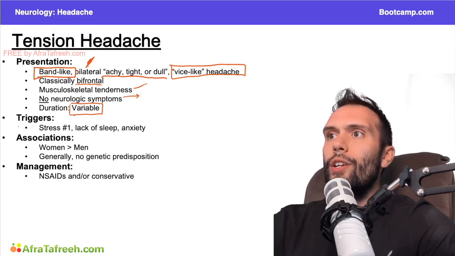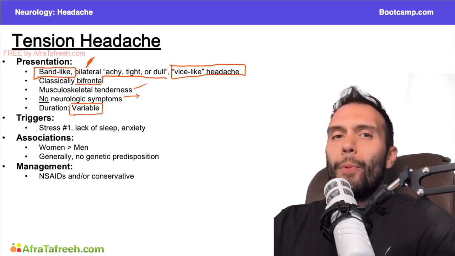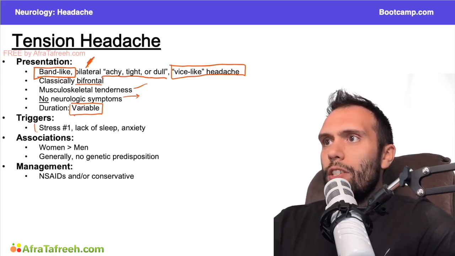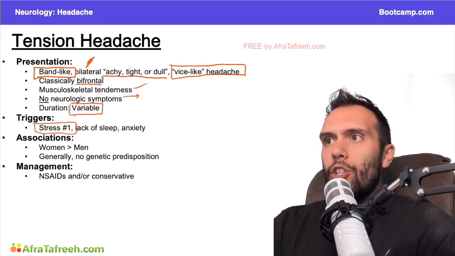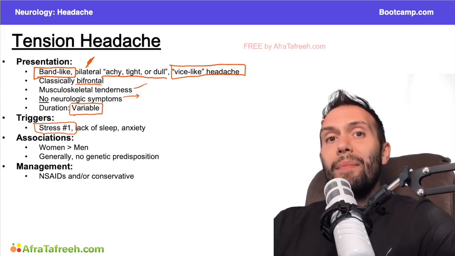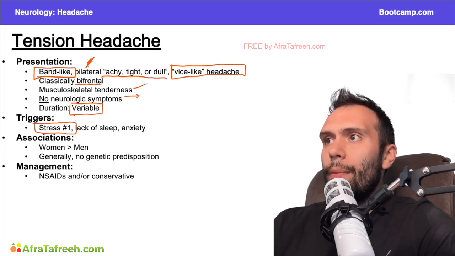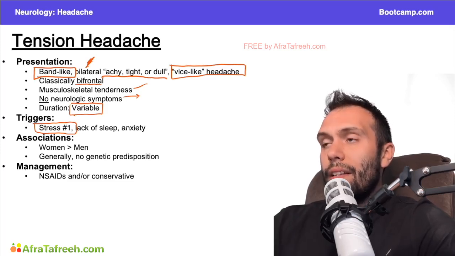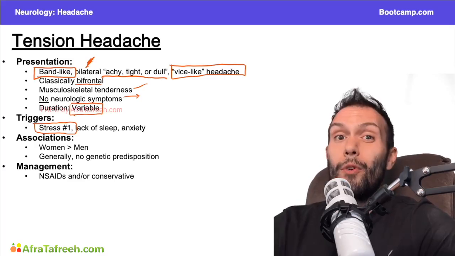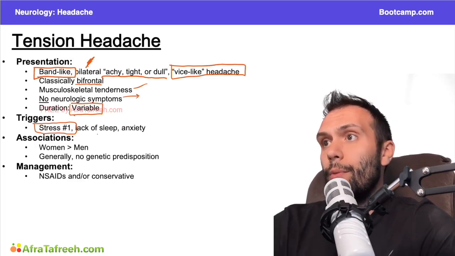Now, in terms of the triggers, there's nothing that's super classic. I mean, you would suspect stress to be a trigger. This isn't going to tell you that just because a patient is stressed and they have a headache, it's a tension headache. It's just one of the more common causes. Lack of sleep, anxiety, all of these can provoke headaches. They can also provoke seizures. That's particularly how you'll remember it as well.